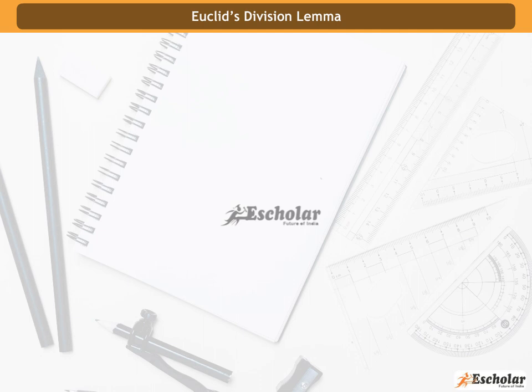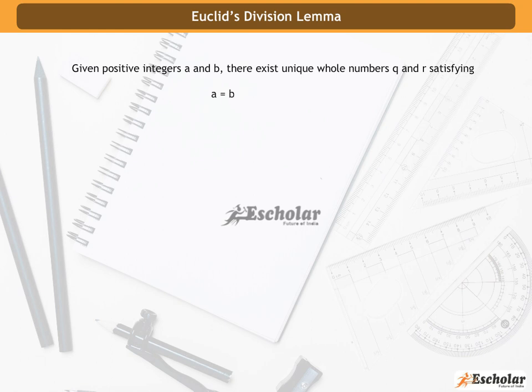Euclid's division lemma. Given positive integers a and b, there exist unique whole numbers q and r satisfying a is equal to bq plus r, where r is greater than or equal to 0 but less than b. Let us understand this lemma with the help of examples.